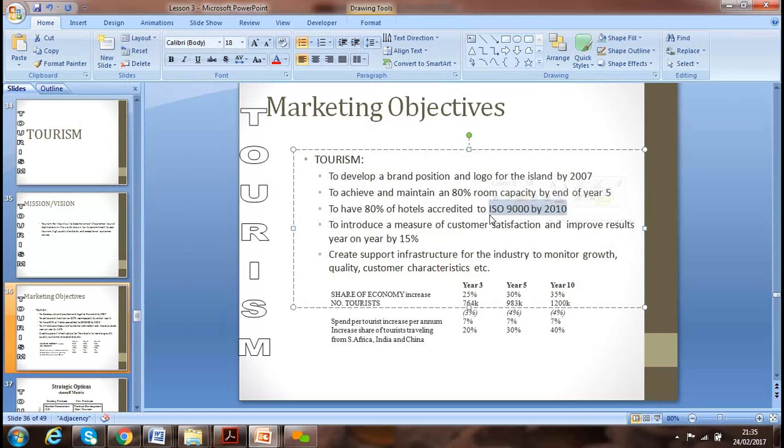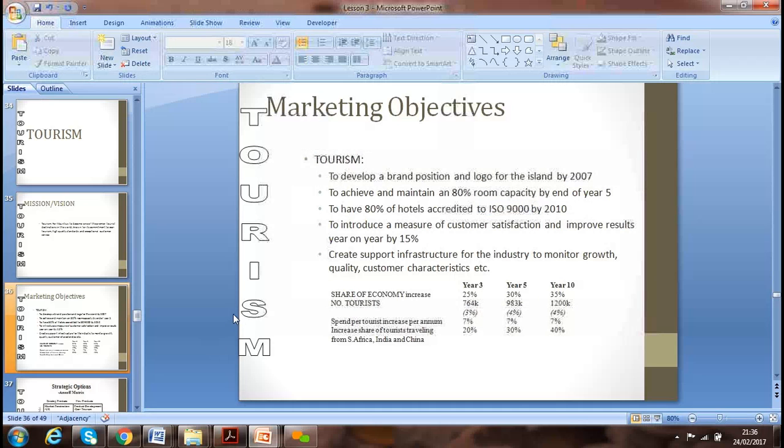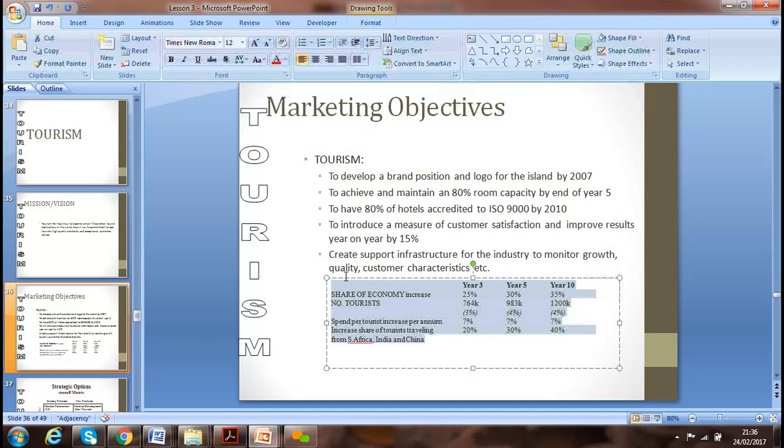Have you heard of ISO? No. It's a quality standard. Some hotels get recognition that they are good in quality. It's called the International Organization for Standardization. These are quality certificates which they issue all over the world. These are different targets which we want to achieve.